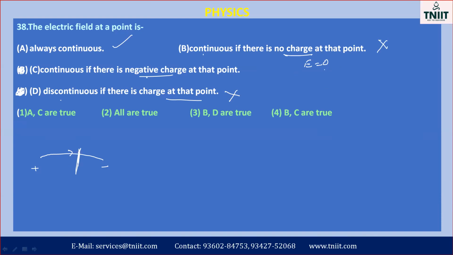And continuous if there is a negative charge. Electric field doesn't depend on the nature of the charge. It may be continuous for positive charge also. So for negative charge, it is continuous, no doubt. Even for positive charge also, it is continuous. So here the two statements A and C are true. B and D are wrong.